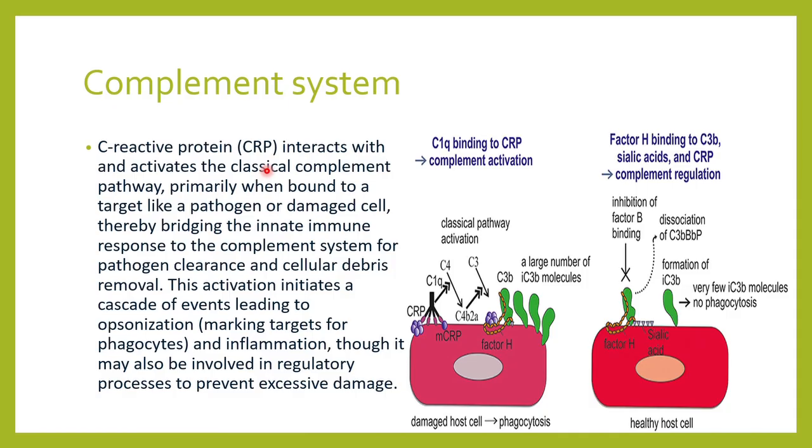So I've told you about the complement system. Whenever there is inflammation, the complement system is activated, and C-reactive protein activates this classical complement pathway. When it does that, it will stimulate our innate immunity in response to the complement system also, so that it will help the clearance of these pathogens, and also the removal of the cellular debris.